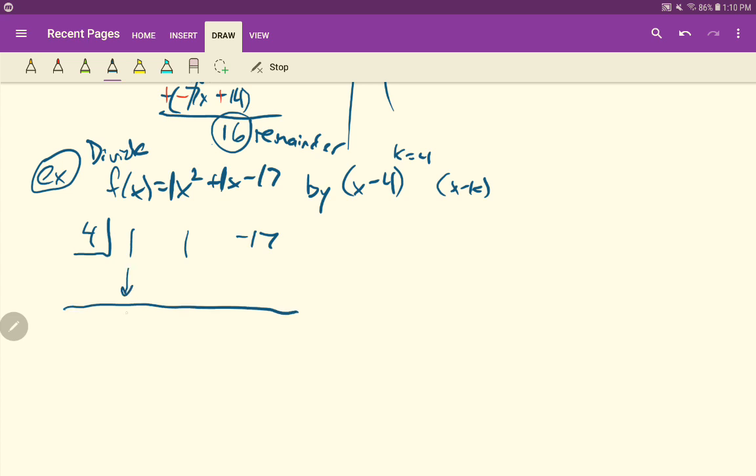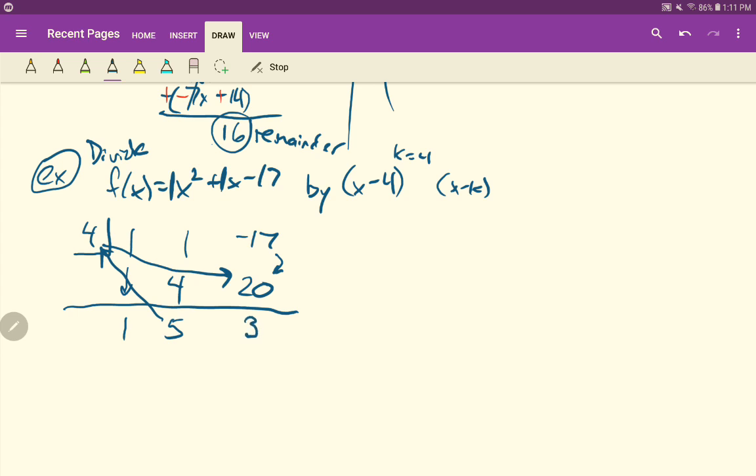So again, start by dropping the 1 down. The 1 times the 4 is 4, so it goes right there. Then you add these two together: 1 and 4 make 5. Then we do 5 times the 4, which makes 20. And then we add the negative 17 and the 20 together to get 3.